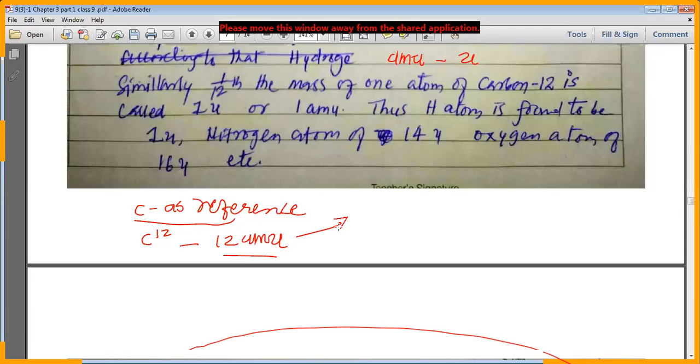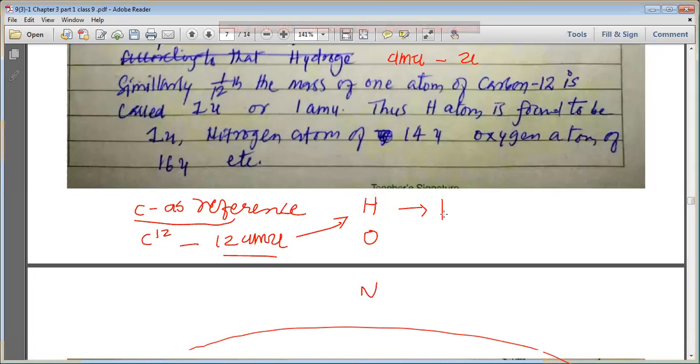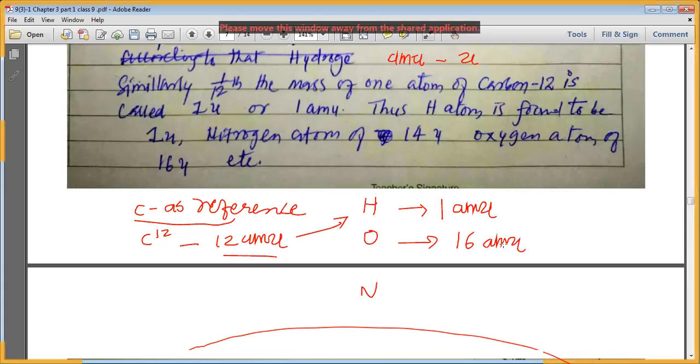And then they took the weight of hydrogen, then they took the weight of oxygen, then they took the weight of nitrogen, and they came to know that hydrogen weighs 1 AMU, oxygen weighs 16 AMU, nitrogen weighs 14 AMU.